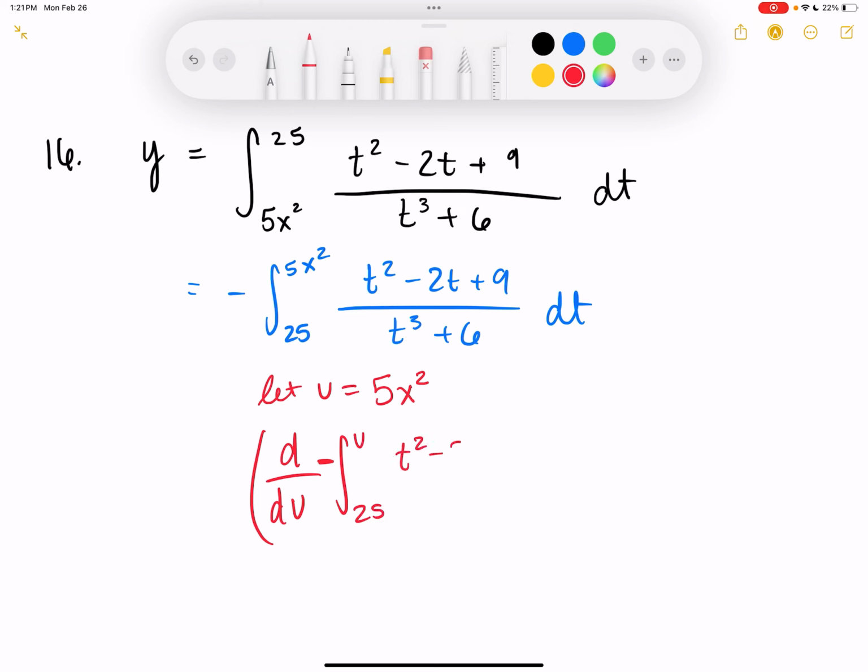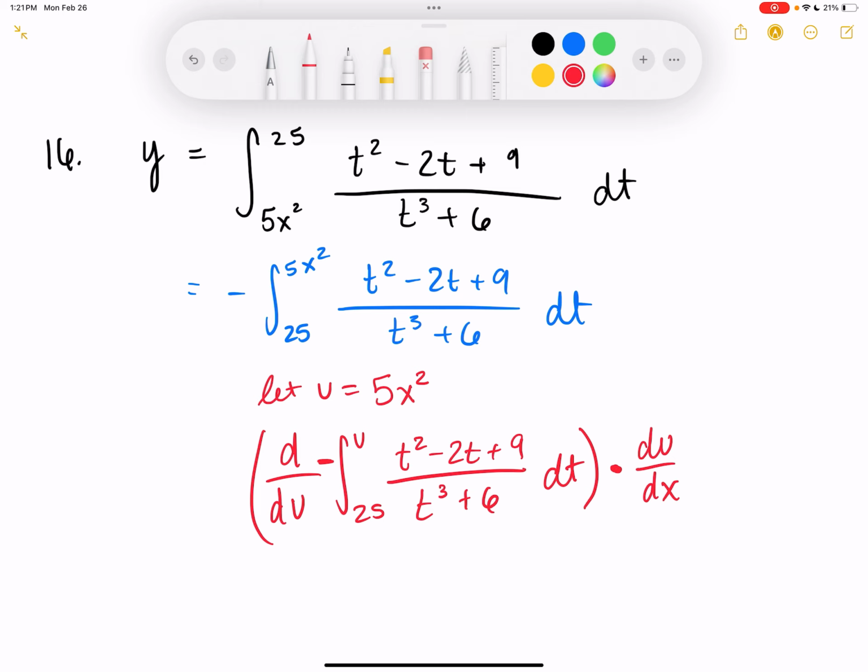You can just say of all that inside. And then don't forget the times du dx part at the end. That's probably pretty important. The answer will be very wrong if you don't have it.